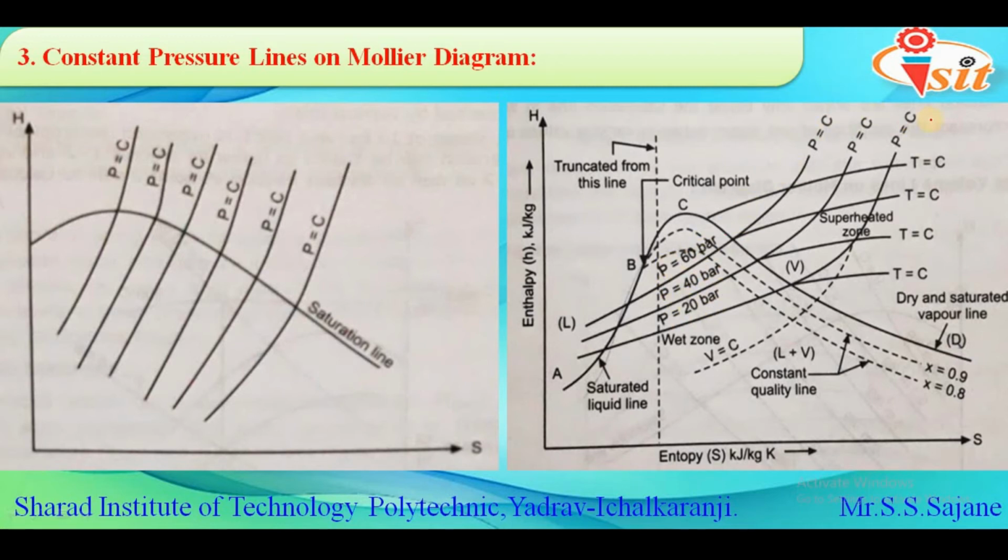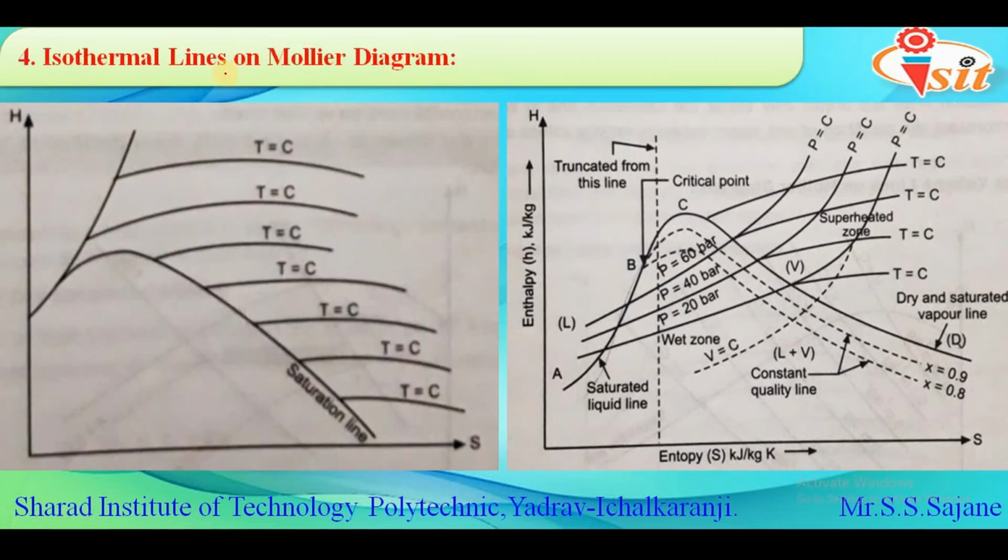Now after the constant pressure lines, the next lines are the isothermal lines on the Mollier diagram. The isothermal lines are only drawn above the saturation curve. You should note this, because we have seen that the constant volume lines and constant pressure lines are present both in the wet region as well as in the superheated region. But the isothermal lines are only available on or above the saturation curve, and these lines represent the condition of superheated steam between various values of enthalpy and entropy.